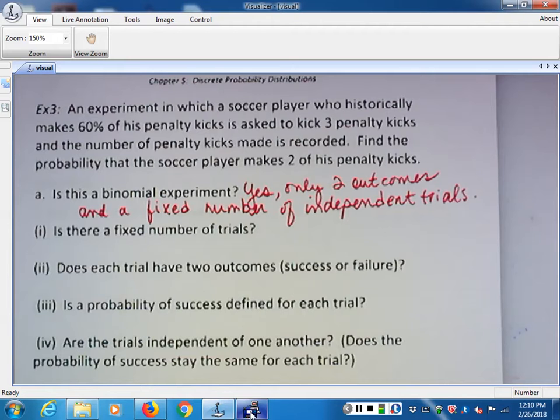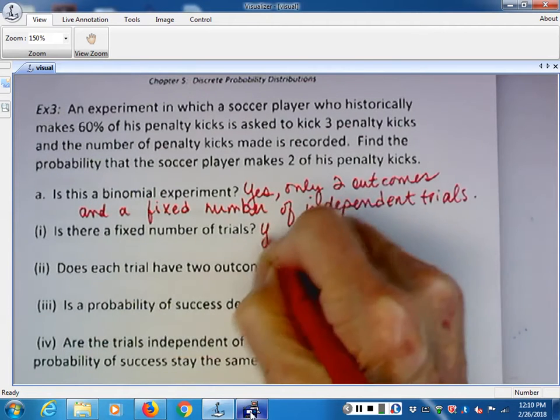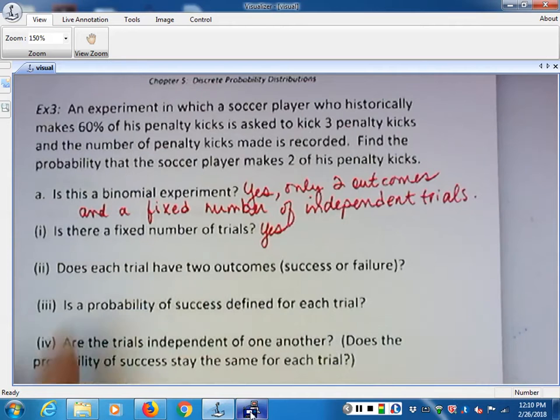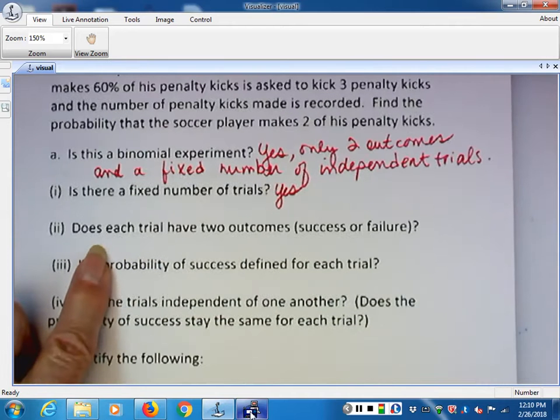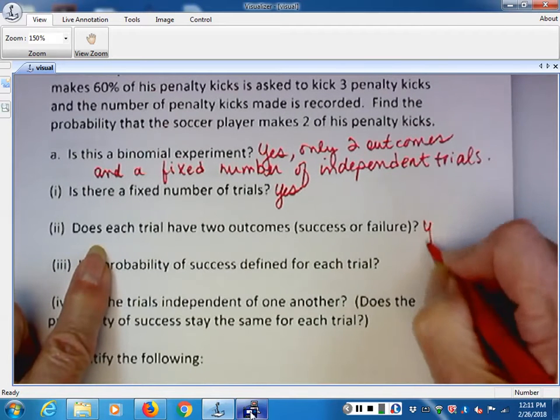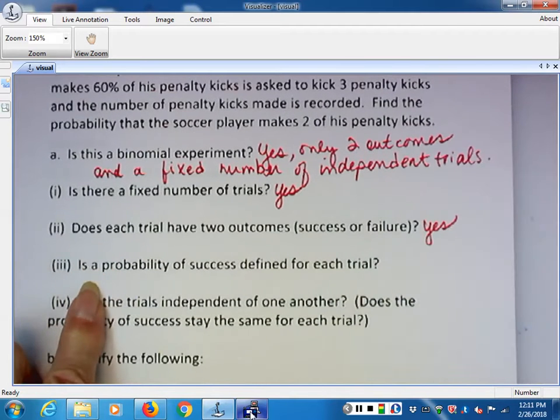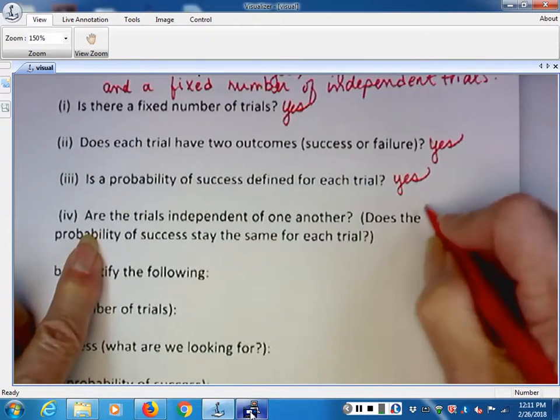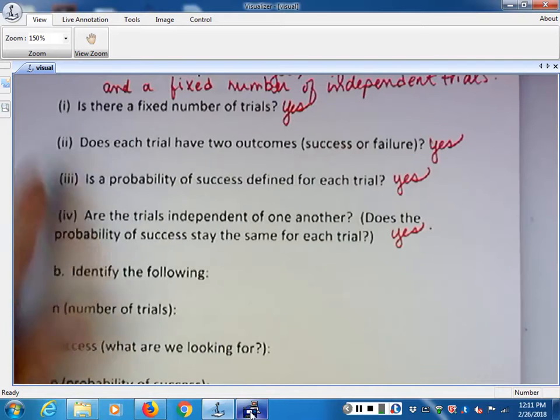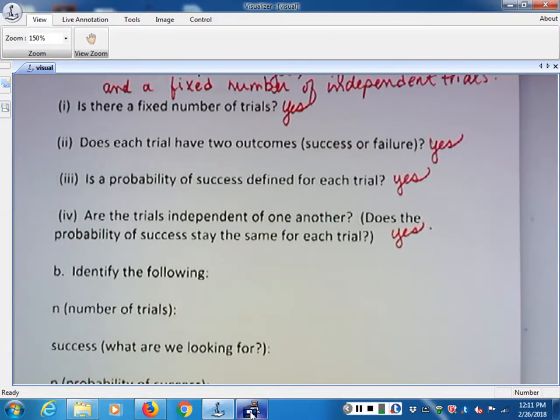So yes, there's only 2 outcomes and a fixed number of independent trials. So yes, there's a fixed number of trials. Does each trial have 2 outcomes, success or failure? Yes. Is the probability of success defined for each trial? Yes. Are the trials independent? Yes. Those are the 4 questions you always ask yourself. That's how you determine if it is a binomial probability problem.